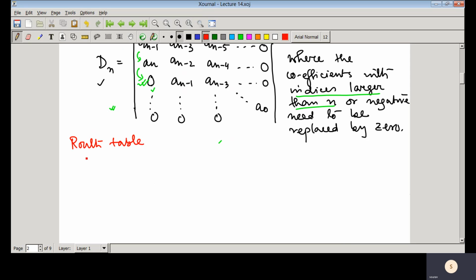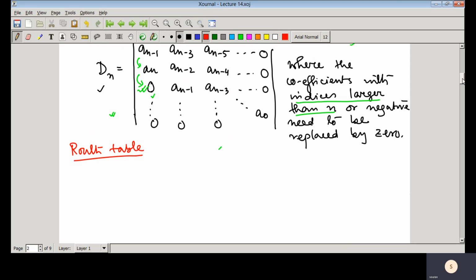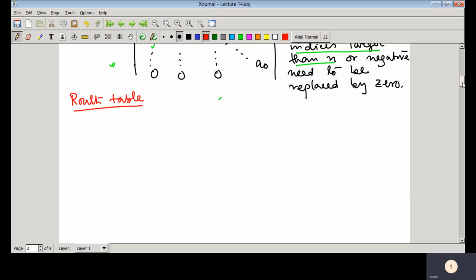This is called the Routh table. So using this particular tabular method, we can easily find out whether the roots of that polynomial are in the open left half of the S-plane or not.